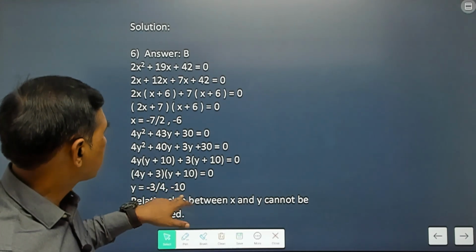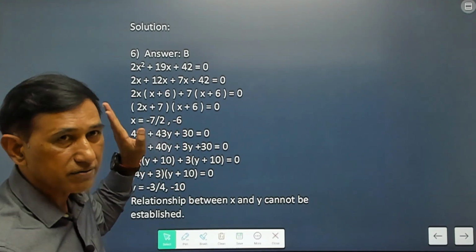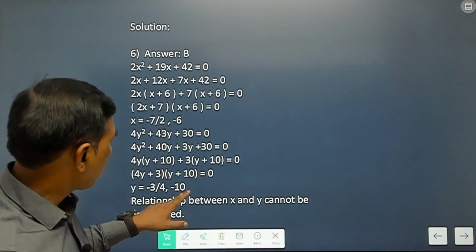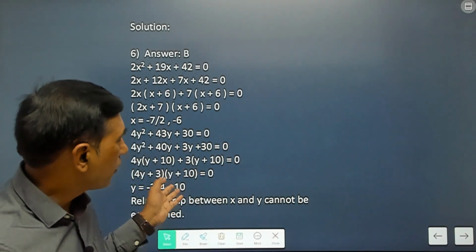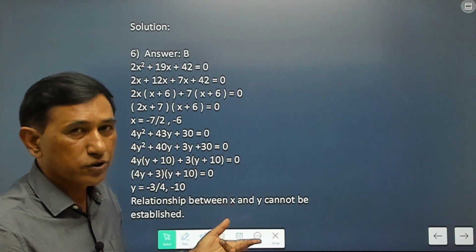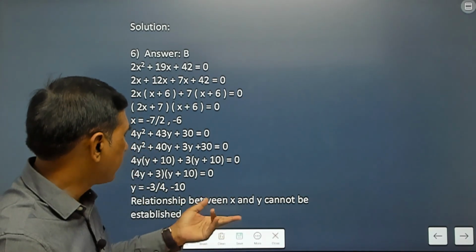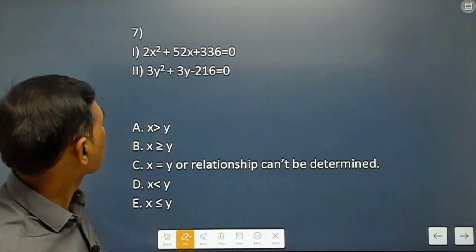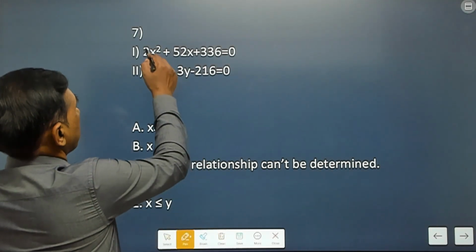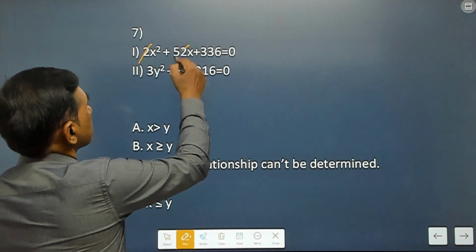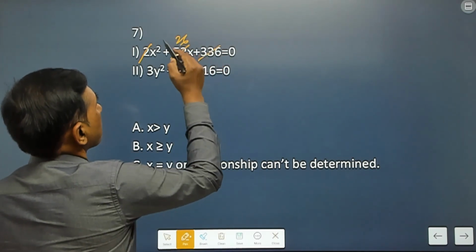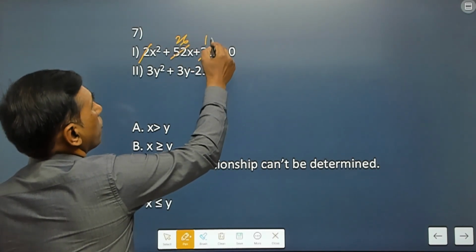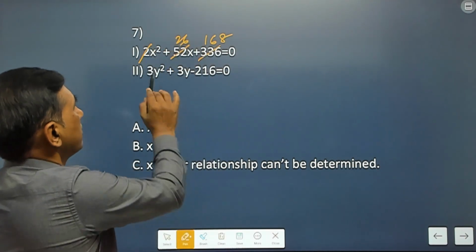Minus 3 by 4, minus 10, minus 3.5, minus 6. So this is the smaller one, this is the larger one. So you have in one equation only, both the roots are either smallest or greatest. Here we can easily cut it, 26 and this will be 168.